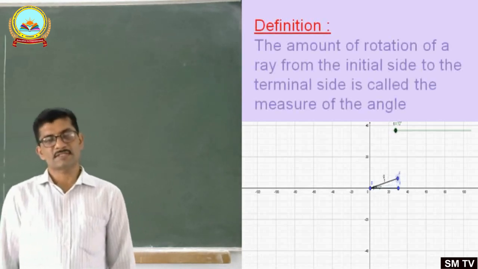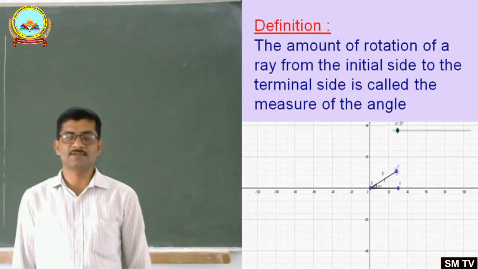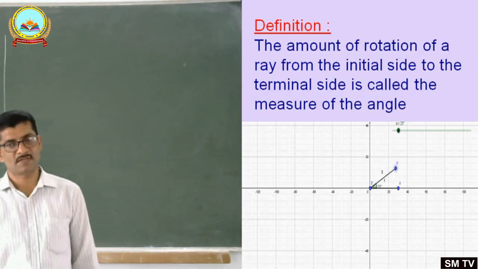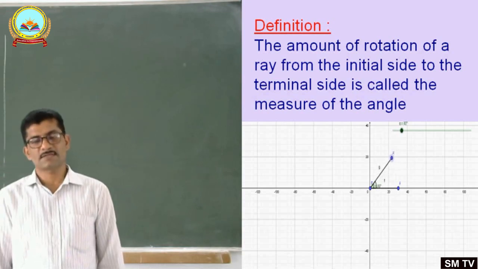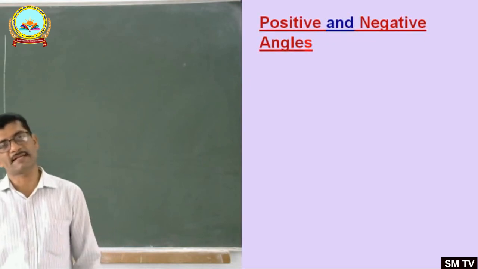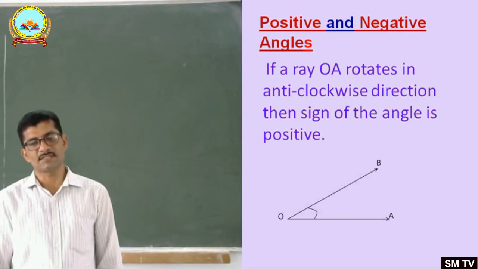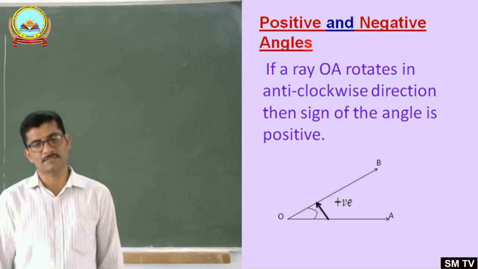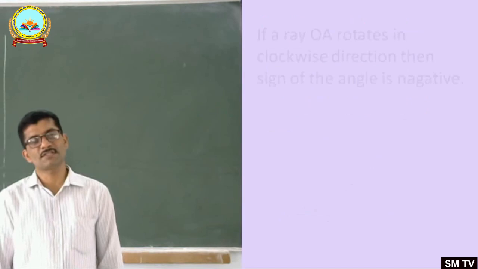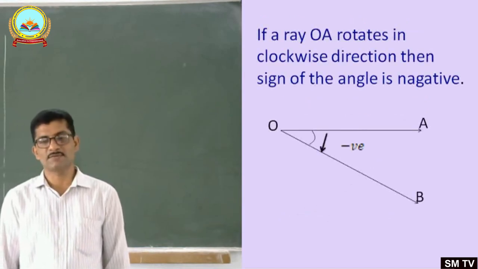The angle means the amount of rotation of a ray from the initial side to the terminal side. This rotation is either clockwise or anti-clockwise. Suppose this one is anti-clockwise, the angle AOB is said to be positive. If the rotation is clockwise, the angle AOB is said to be negative.